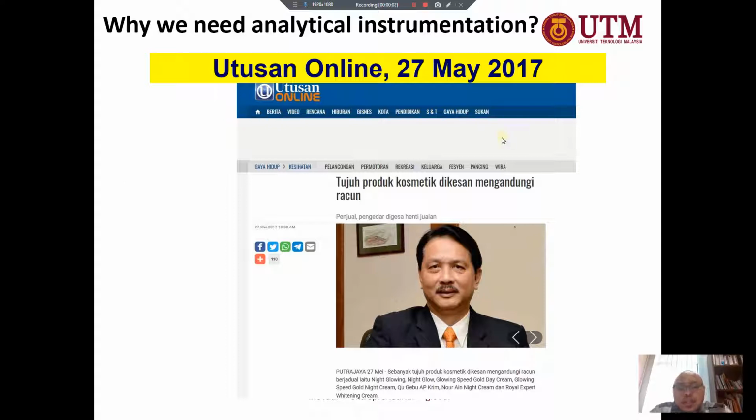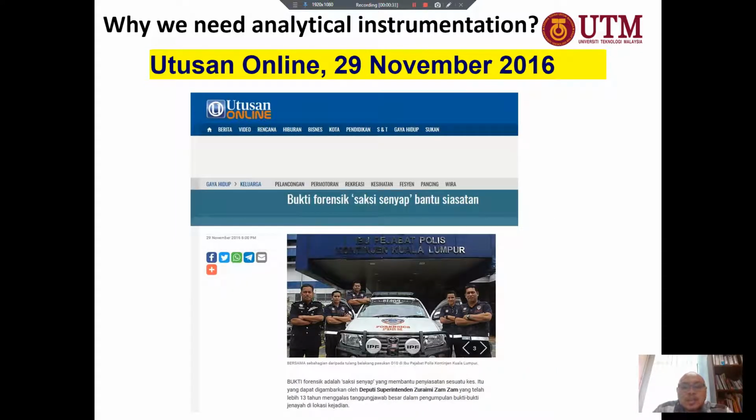Okay, let's look into the next one. Here in the picture, I think everybody already knows about Dr. Noor Law. Seven cosmetic products were detected containing a toxic compound, containing poison. So this is why we need analytical instrumentation. We want to know what kind of poison is inside the cosmetic, and what is the amount. Okay, and here is another online newspaper that told us that forensic evidence is the silent witness that can help the investigation. So, to analyze the forensic evidence, forensic analytical instrumentation is among the main characters that can help to assist the investigation.